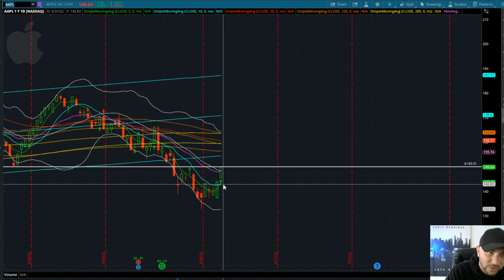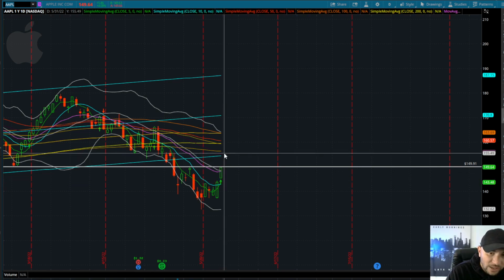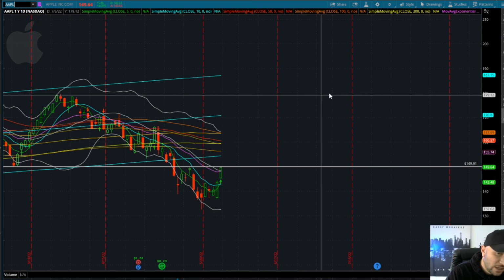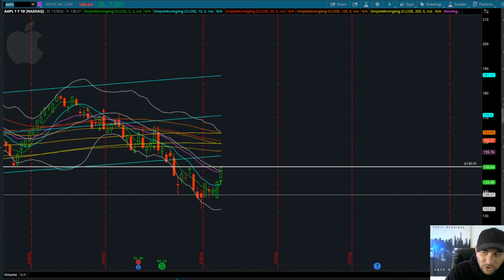If it loses 142.83, you got to get out of the trade. But as long as it's over 142, 143, you're going to stay in the trade, and then let it try to work to 153, and then let it work to 156, and let it work to 160. So it all depends on what your risk tolerance is.